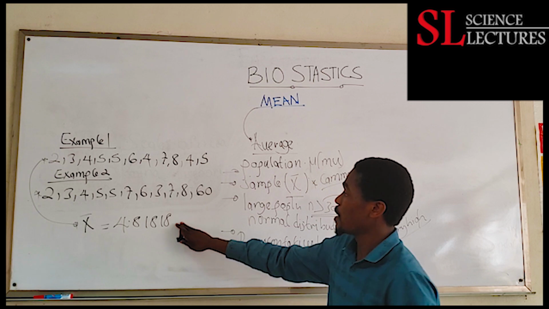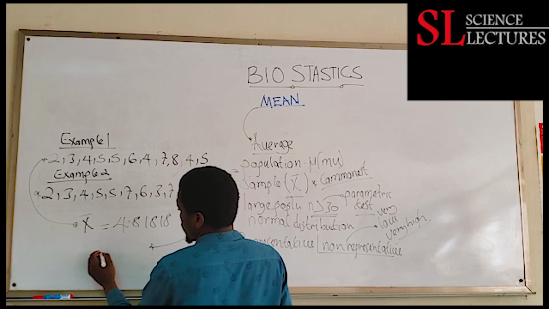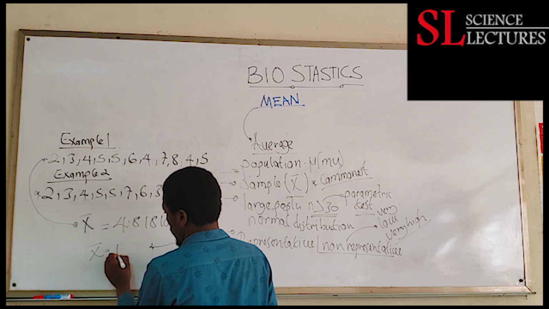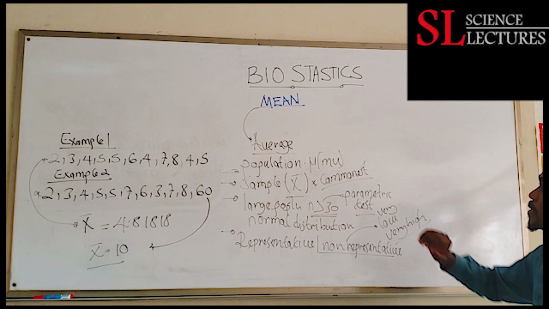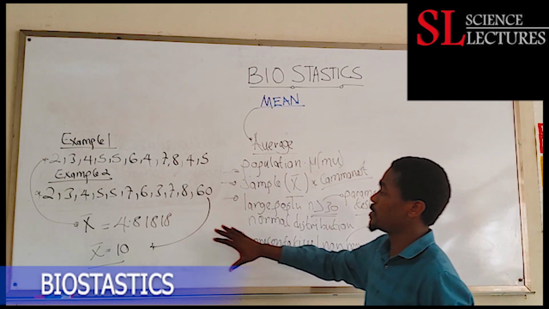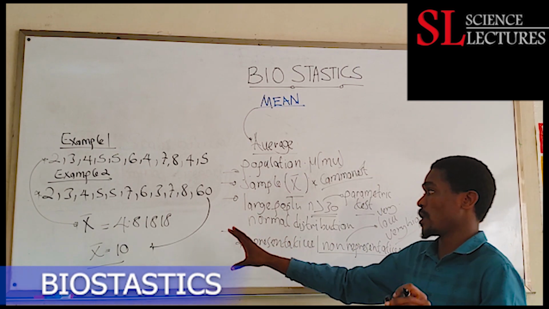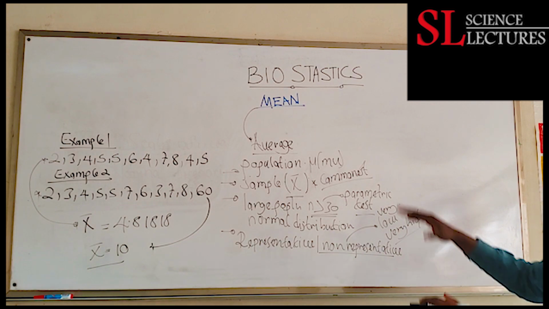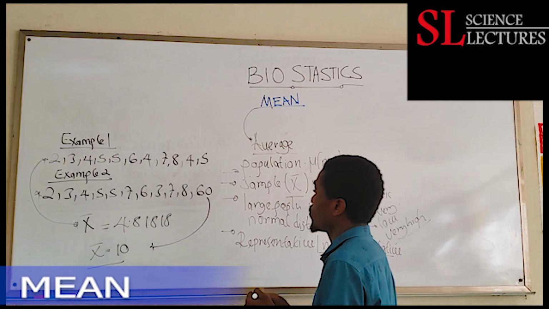That is the mean. Then for example 2, I'm getting a sample mean x bar of 10. So these are the two means I'm getting for the two examples. Example 1 is 4.81818, and example 2, the mean is 10. But if you remember how we're defining the mean, it is the average. That means it is the number that specifies the central position.